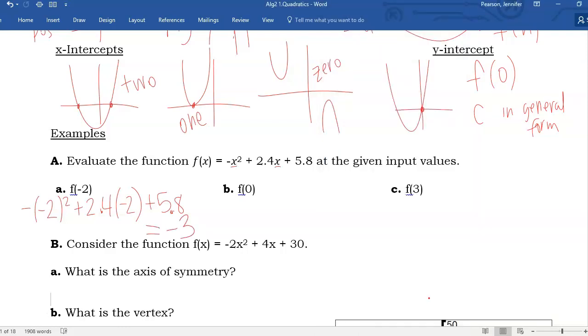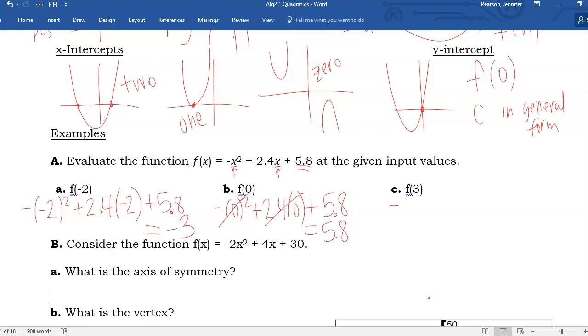Okay? Letter B, we're going to evaluate f of 0. That means we're going to put 0 in for all of these x's. Now the nice thing about 0 is 0 times anything is 0. So I'll still write it out, but if we have 0 times 0, and then 2.4 times 0, both of those are just 0. So my answer is just 5.8. And that's why I said, given something in general form, your c term, your constant, is your y-intercept, because putting 0 in for everywhere else is going to leave you just with that c term.